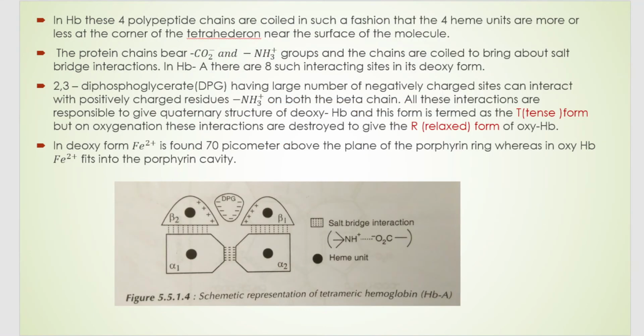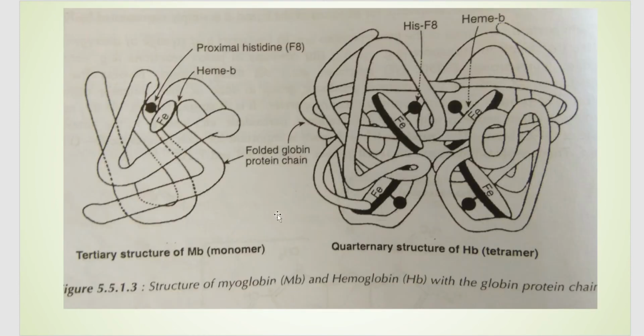So in hemoglobin, you know that there are four heme units, and each heme unit has a globin chain, which is a polypeptide chain. So these four polypeptide chains are coiled in such a manner that these four heme units are present towards the corner of the tetrahedron near the surface of the molecule. So you can see that these four heme units are there in such a way that it appears like a tetrahedron. These are present in the corners, and the protein chains are coiled with one another.